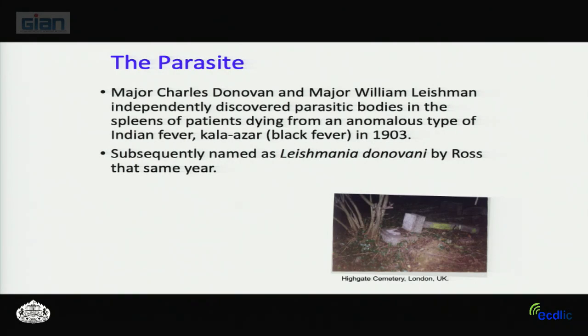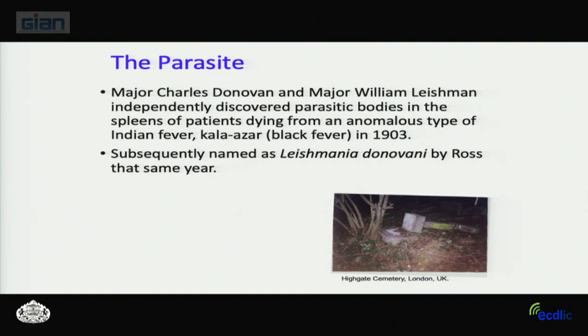So no leishmania parasites had been observed or described until 1903 in India. Major Charles Donovan and Major William Leishman, they independently discovered these parasitic bodies in the spleens of patients dying from an anomalous type of Indian fever, Kala-Azar, black fever. Again, these patients had a discoloration of their skin. So a long time ago.